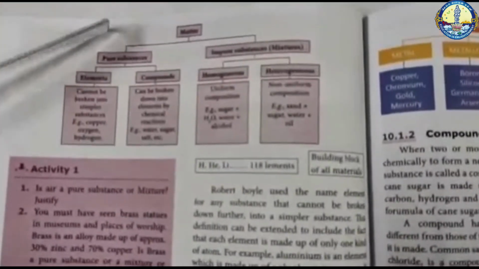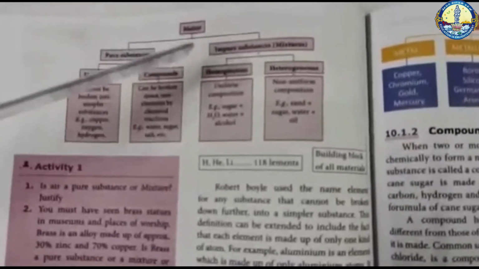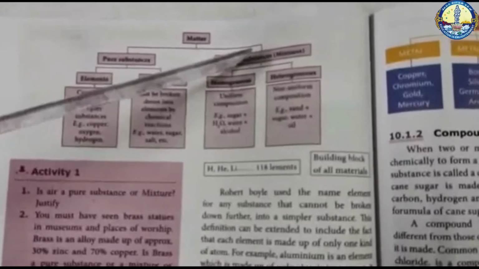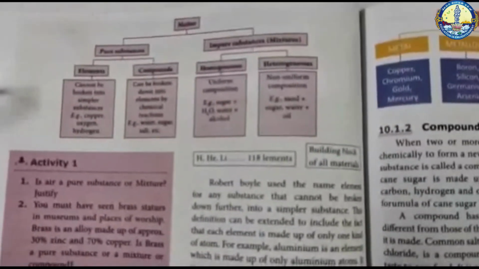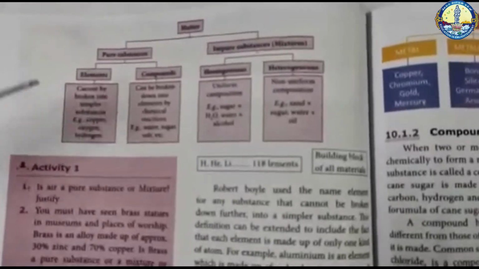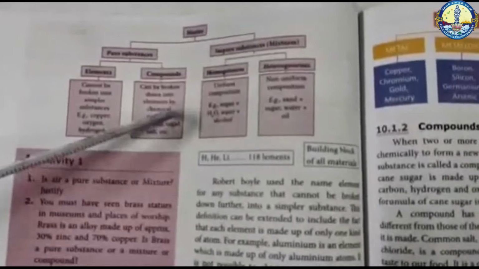Matter is classified into two categories as pure substances and impure substances or mixtures. A pure substance is made up of only one kind of particle. The two types of pure substance are elements and compounds.